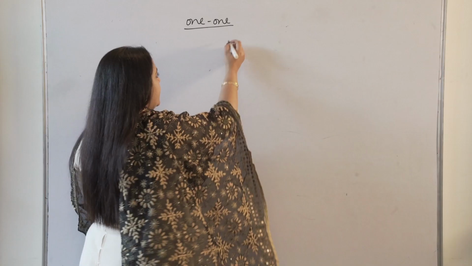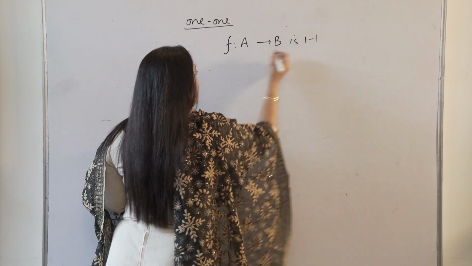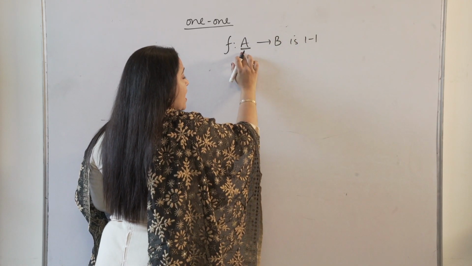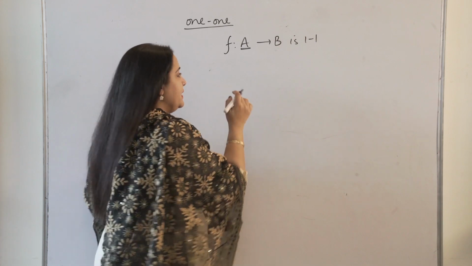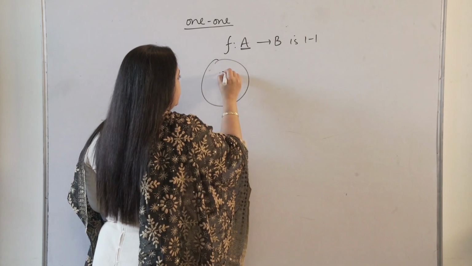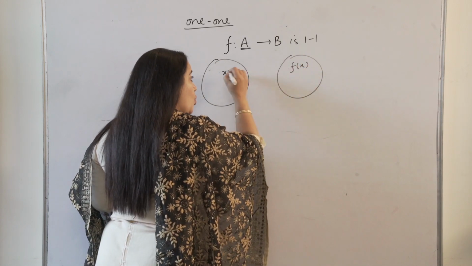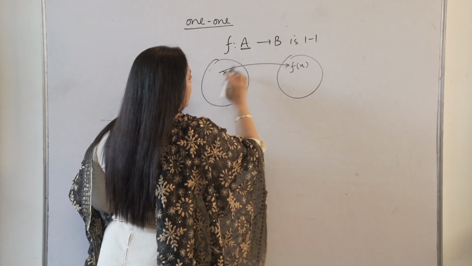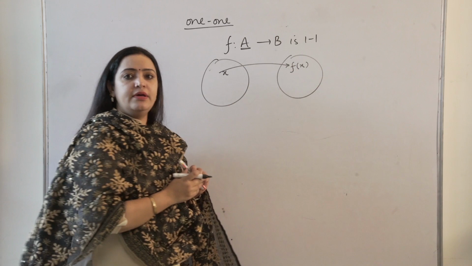We say a function f from A to B is 1-1 when every element of A has an answer corresponding in B which is unique in all aspects, meaning to say that if this is an element, say x, then its answer f(x) is the only answer corresponding to an element here. No other element can have an answer f(x).